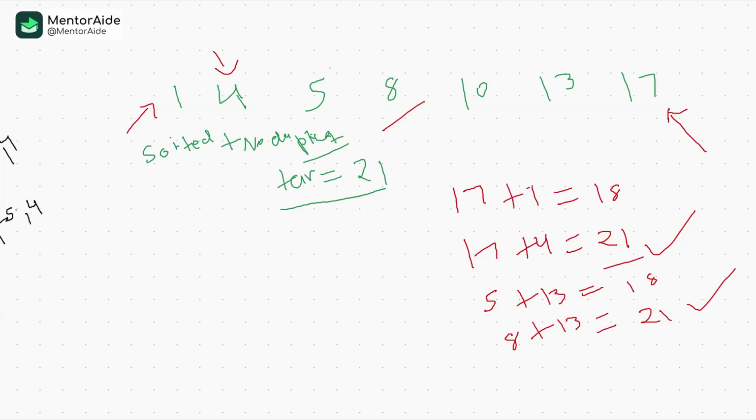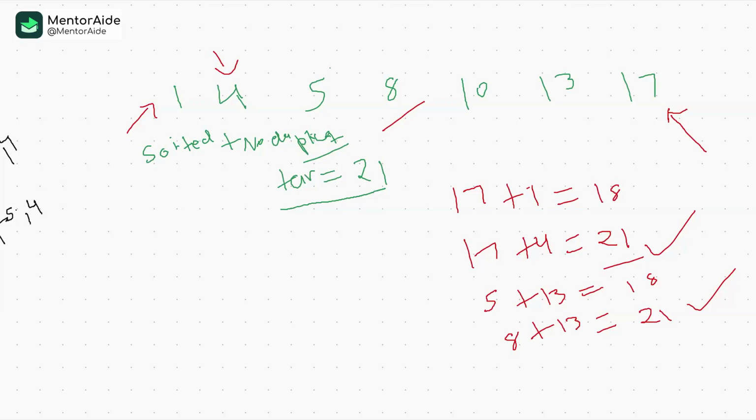What should be the next step? It's a simple thing. What should be our next step? There can be a chance that there can be another pair. What should we do now? You already know. You have already done it when we started with 17 plus 1. What is going to be our next step?